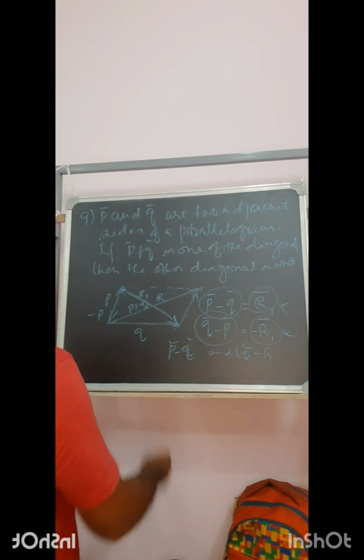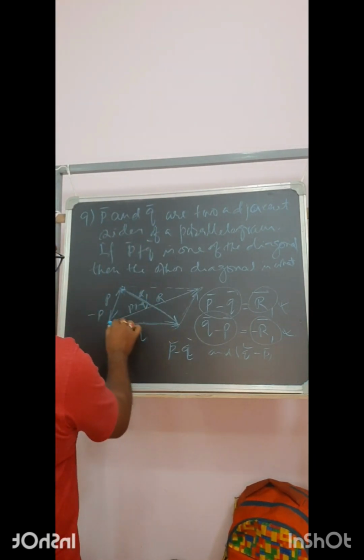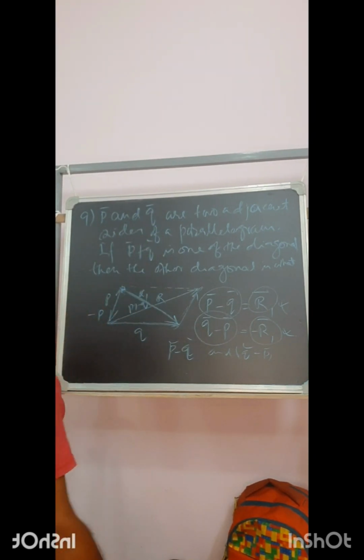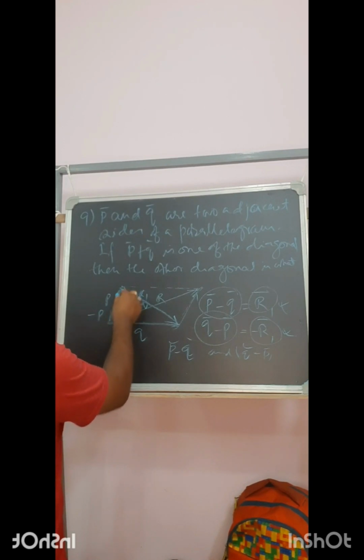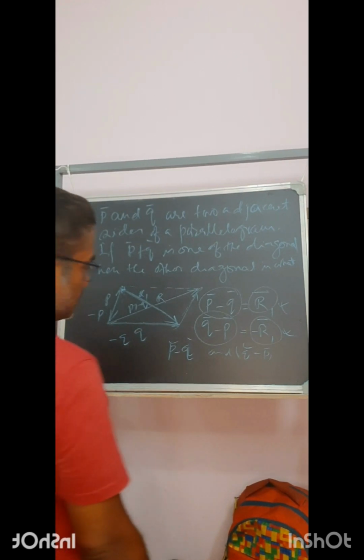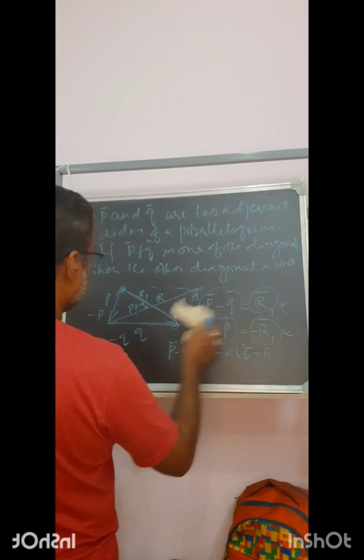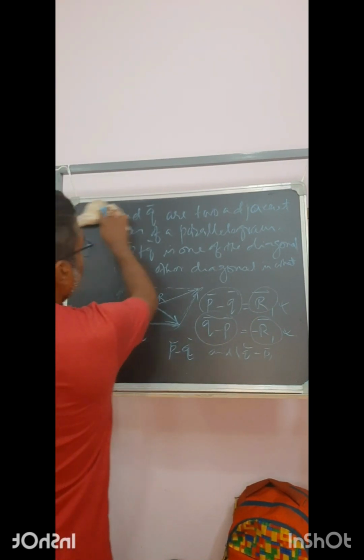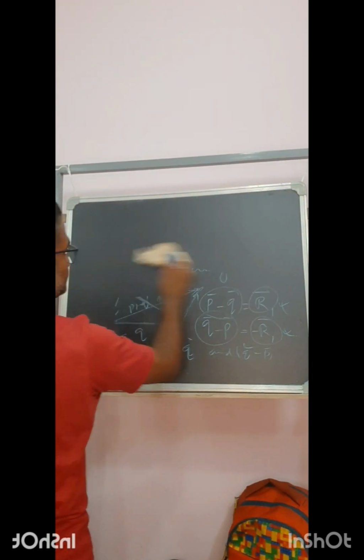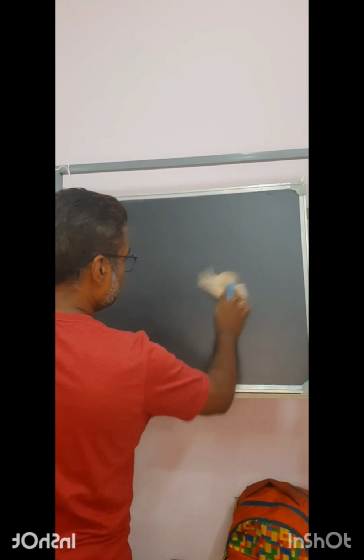But otherwise, I can assume any answer according to my assumptions. So P and Q are two vectors only. The reverse one will be minus P. So I can take either case, minus P or Q. So this way, both answers, P minus Q or Q minus P, will represent the other diagonal of the parallelogram. This is problem 9. Now to 10.